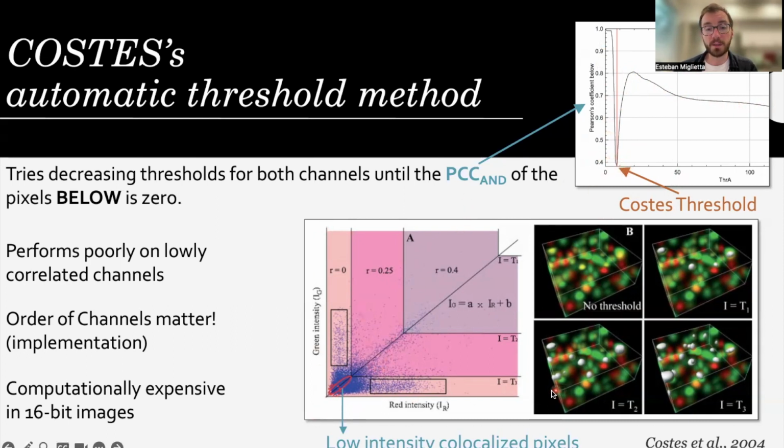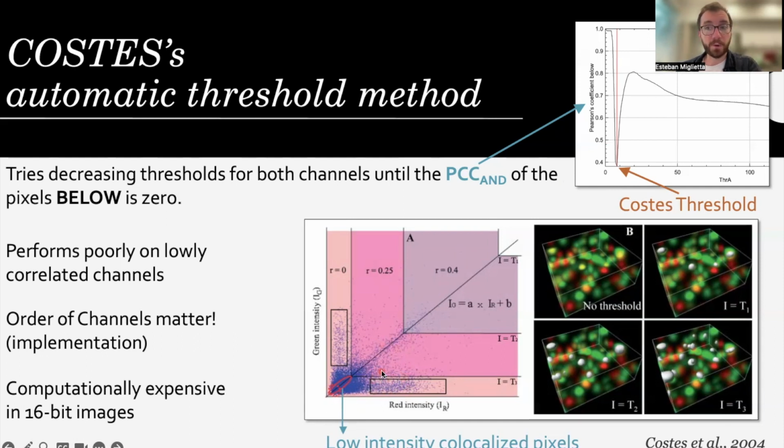We can also see this in a scattergram. Here, if we set the threshold value here for both channels, then we are using all these pixels to measure PCC, and of course we get a PCC that is higher than 0. The lower we get with threshold, we get PCCs lower and lower. So here it was 0.4, here it's 0.25, and when we get to this value of threshold, we get a PCC of 0, because all these pixels are randomly correlated. So that's where you set the threshold.